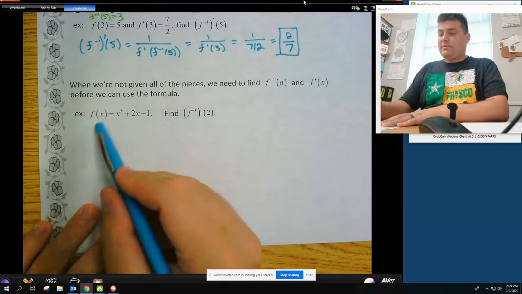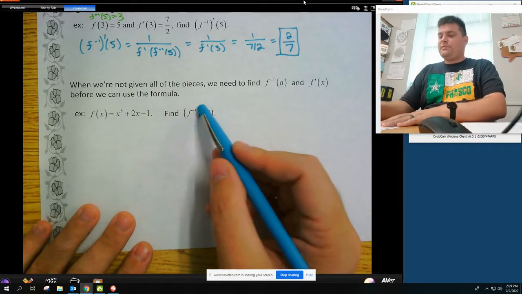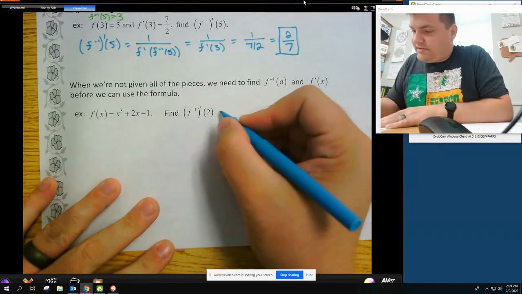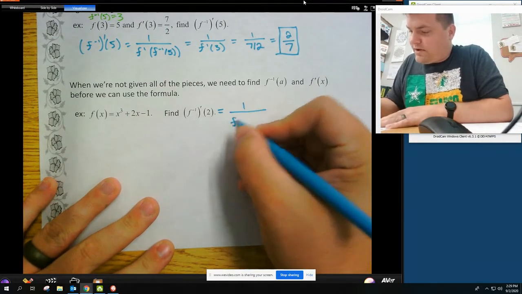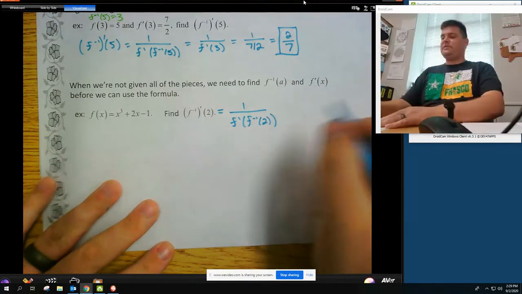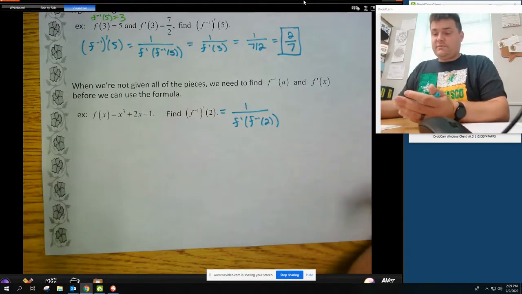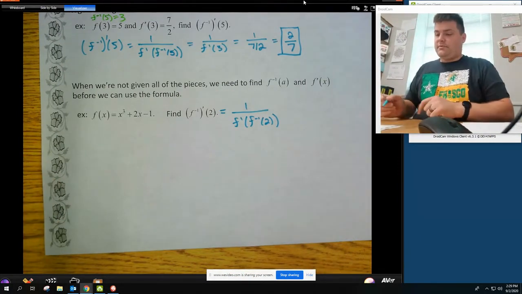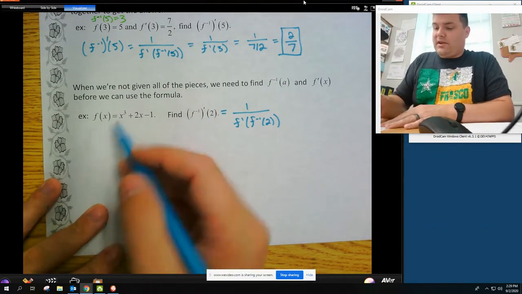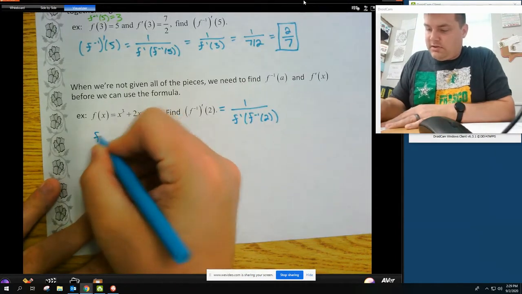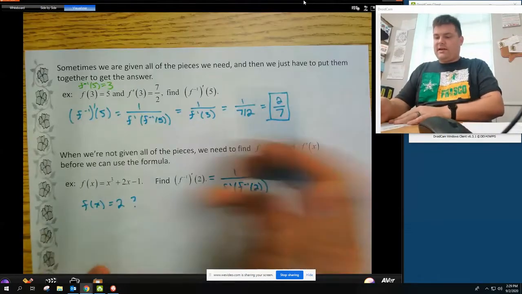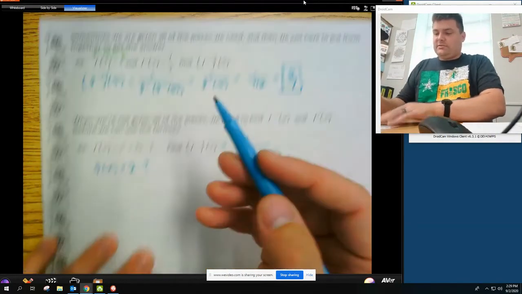So, same type of question, find f inverse prime of 2. So really, what do I need to know? Well, this is equal to 1 over f prime of f inverse of 2. So I need to find the inverse of 2. And we can do that. So what we're going to do here is look at this function. When does this function equal 2? I need to figure out what that is.